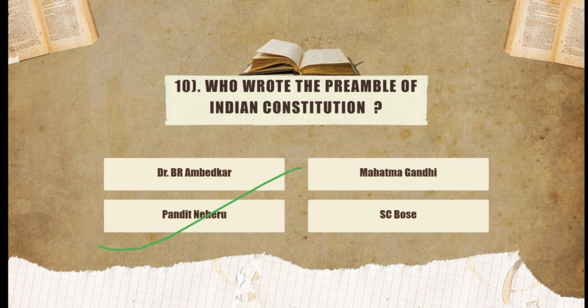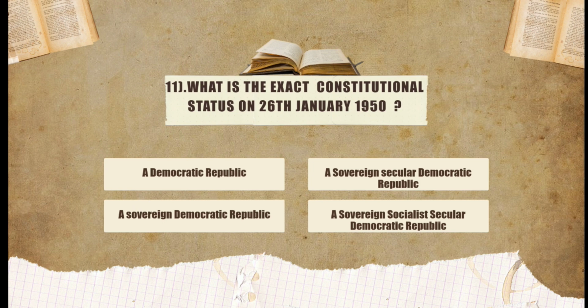Okay. Next question, question number 11. Question number 11 asks: what is the exact constitutional status on 26 January 1950? The options are: A, Democratic Republic; B, a sovereign democratic republic; C, a sovereign secular democratic republic; and D, a sovereign socialist secular democratic republic.